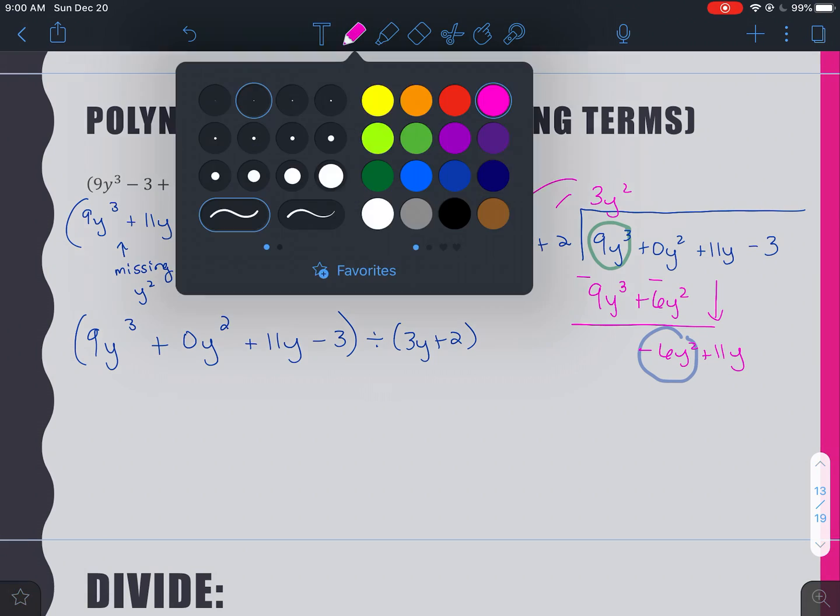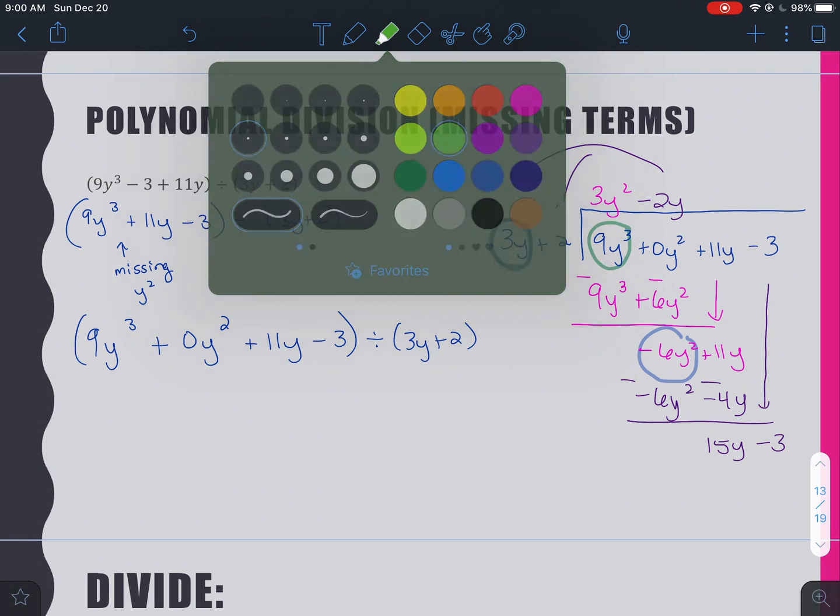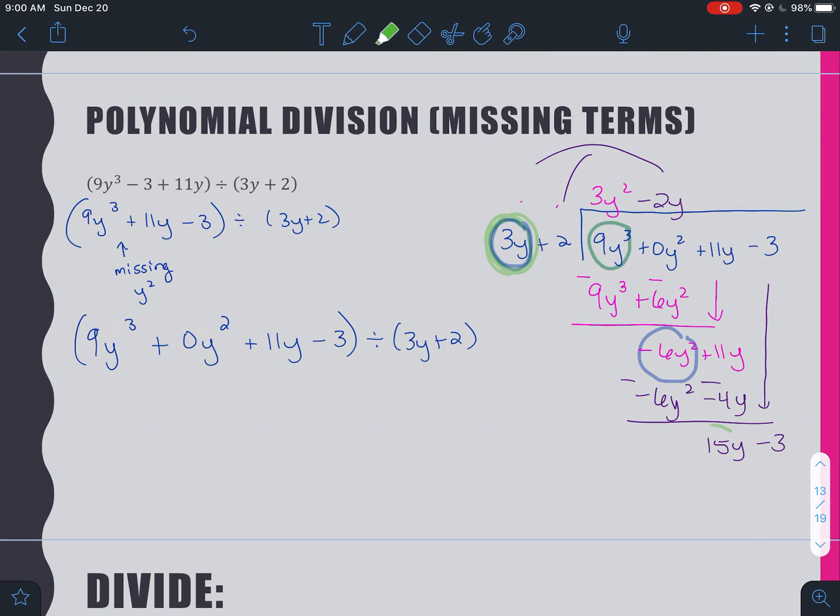And then we're going to do the exact same thing again. So 3y times what is negative 6y squared? Well, that's going to be negative 2y. And then we're going to distribute in the negative 2y. So we get negative 6y squared minus 4y. And then subtract going down. Negative 6y squared minus negative 6y squared is 0. 11y minus negative 4y, you would add and you would get 15y. And then bring down the negative 3.